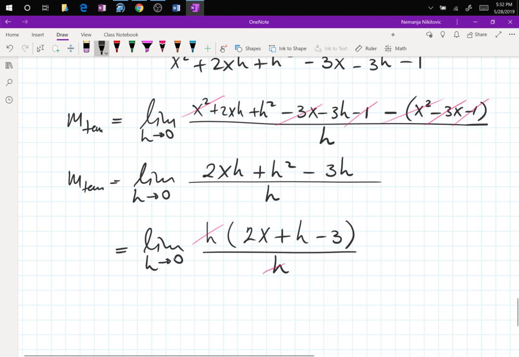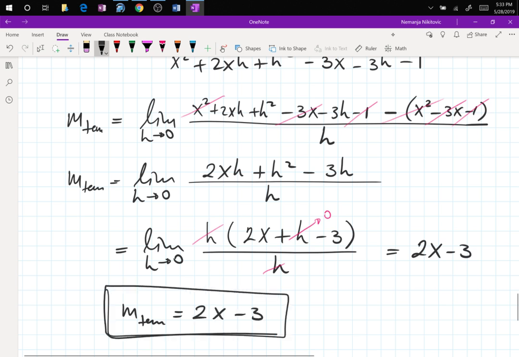And you finally have, well, we can put it here, 2x plus h minus 3 when h goes to 0. This h goes to 0 because h goes to 0. What you have right now is that the m tangent is equal to 2x minus 3. You did not get a particular slope. You got all of them.